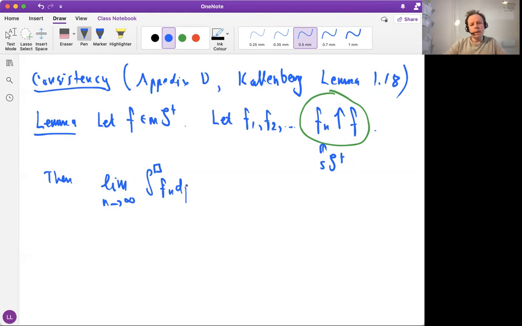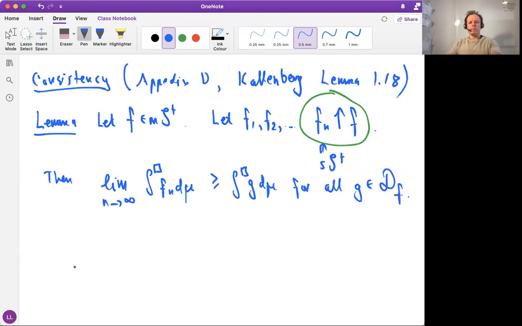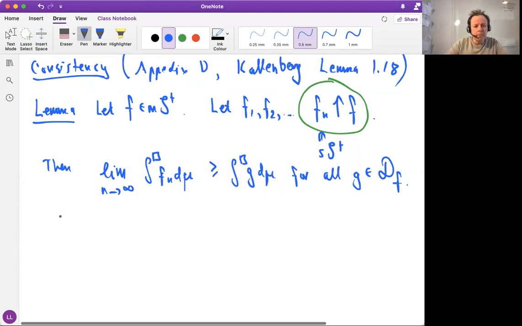And then the claim is here that this limit, we know that these integrals by monotonicity also increase, because the functions increase, so the integrals increase as well. So the limit exists as an extended real number. And the claim is that this limit is bigger than the simple integral of g for all g which are dominated by f in this way. That's the lemma. And it does look a bit complicated, but let's see how we can work with it. So let's look at the proof.